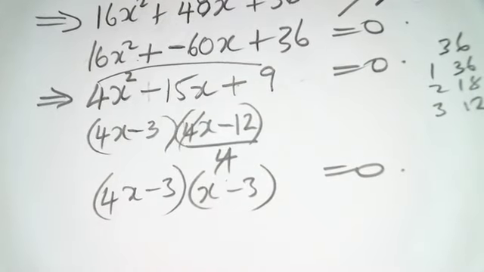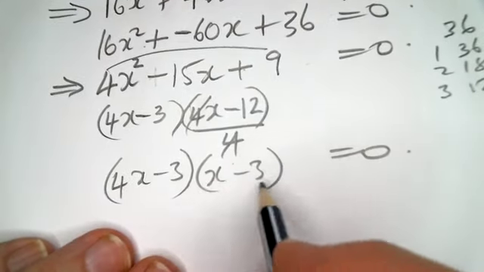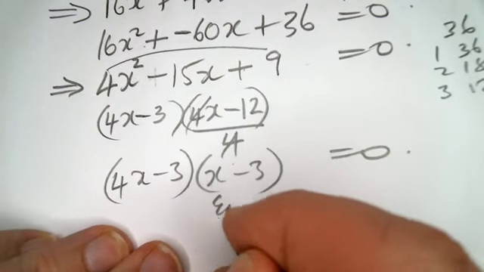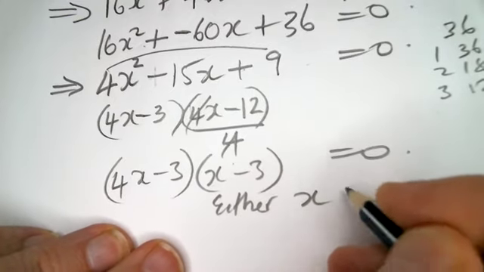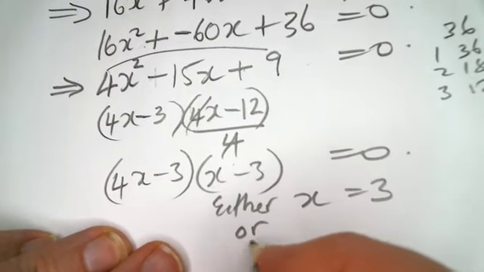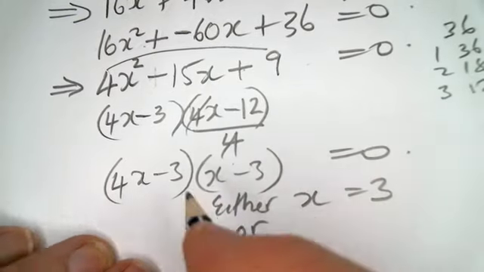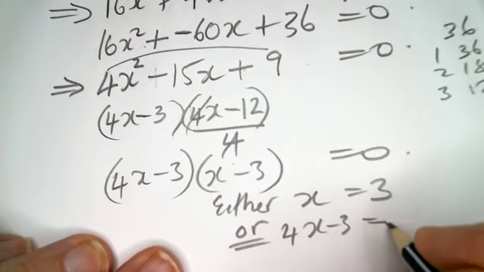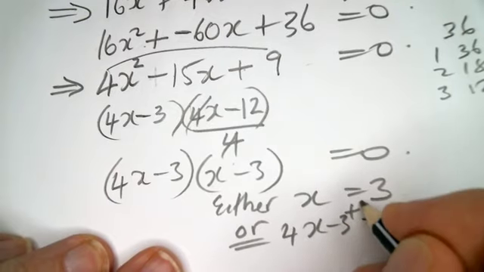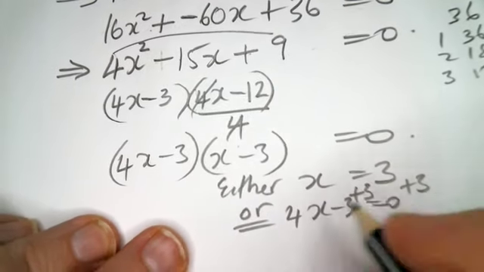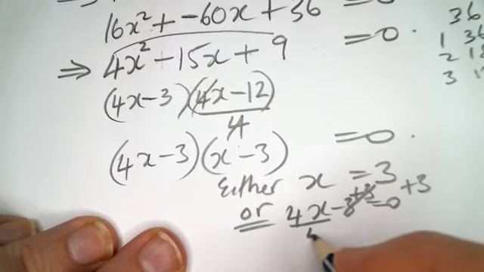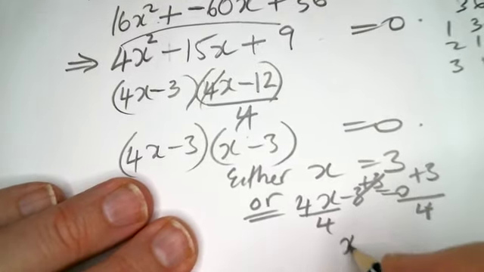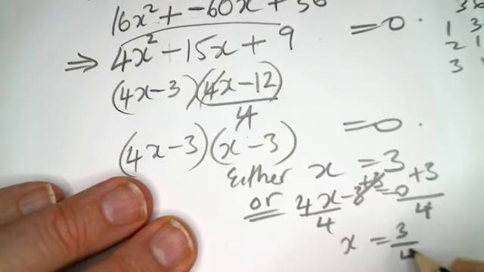All right, so the factors are going to be, so either x is going to be 3, because 3 minus 3 is 0. So I'll put either x is equal to 3, or 4x minus 3 is 0. So if I add 3 to both sides, and then I'm going to divide both sides by 4. So it's going to be 3 on 4. So x is equal to 3 quarters.